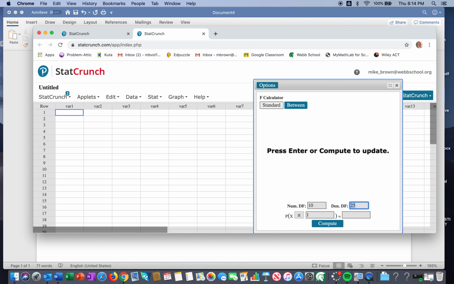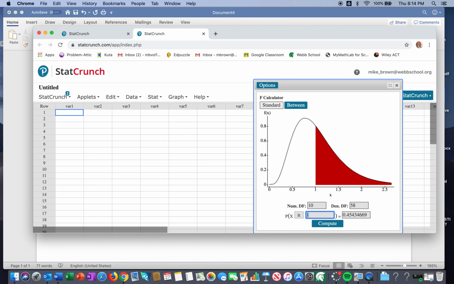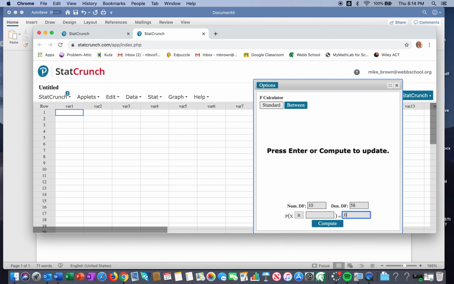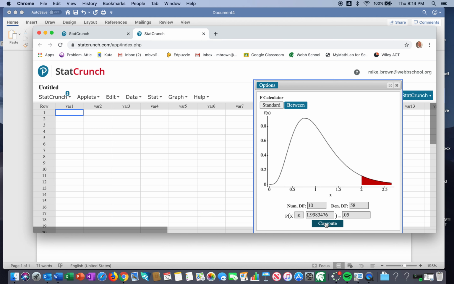The denominator, there were 59 women, so I'm putting 58 there. I definitely need greater than. I said the men are greater than the women, so I'm going greater than. I need to clear this out, and it's a 0.05 significance level, and it was a right tail test. So we hit compute, and just like that, this number right here, 1.9983476, and it even draws a picture for you there of the right tail.